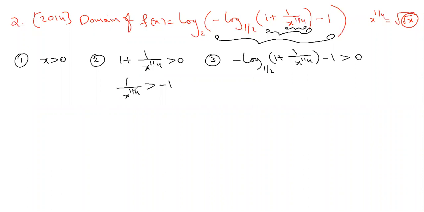Now coming to this, when x is greater than 0, if you take this condition here also, for positive numbers, this is always positive. 1 by a positive number is greater than minus 1 is always true. Why? This value is positive. A positive number greater than minus 1 is always true. So no condition from this side.